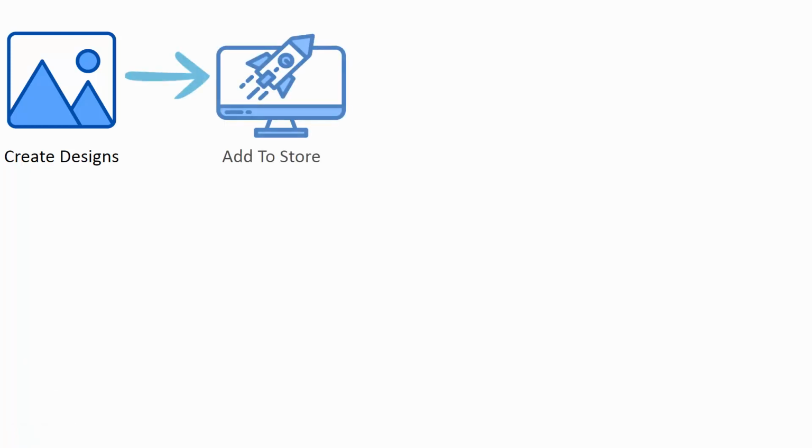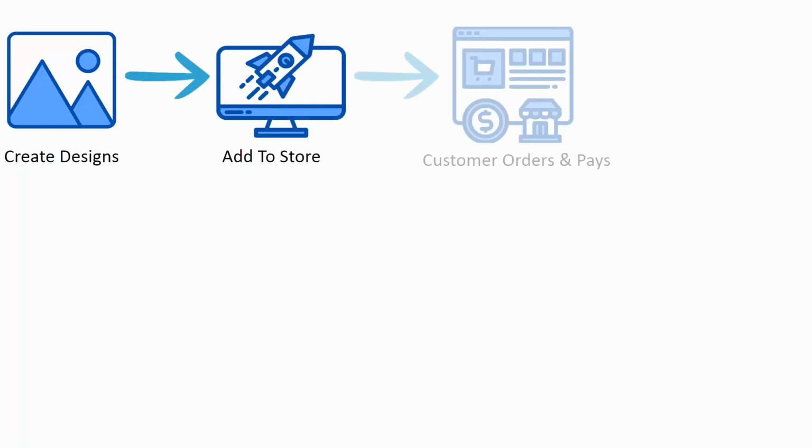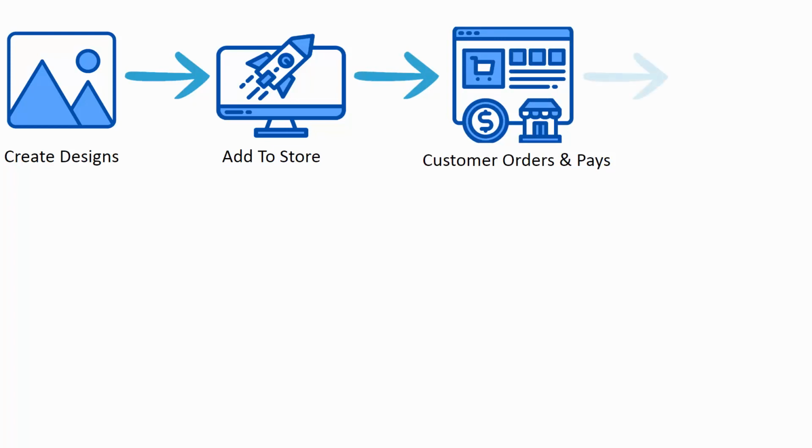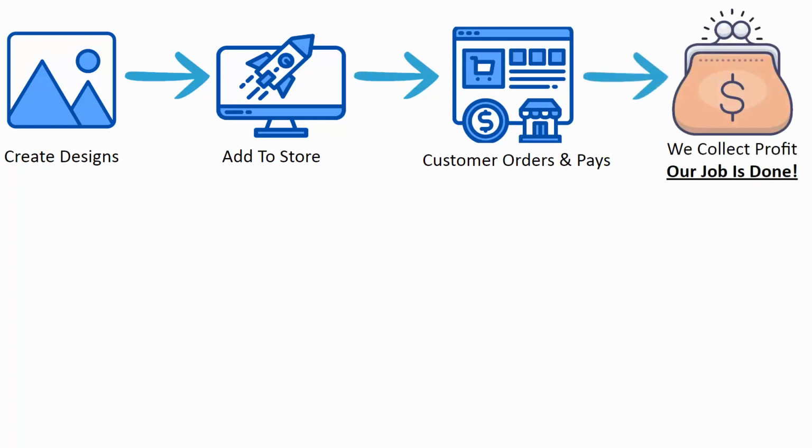Let's jump into it. Here's exactly how Print on Demand works. You're going to have designs created, or you're going to buy them ready to go, and you're going to take these designs and add them into your store via your Print on Demand app. I'll show you this. And once you have products in your store, of course, just like any other product, you'll be able to have customers come in, order, and pay. And this is the magical part right here. We're going to be done at this point.